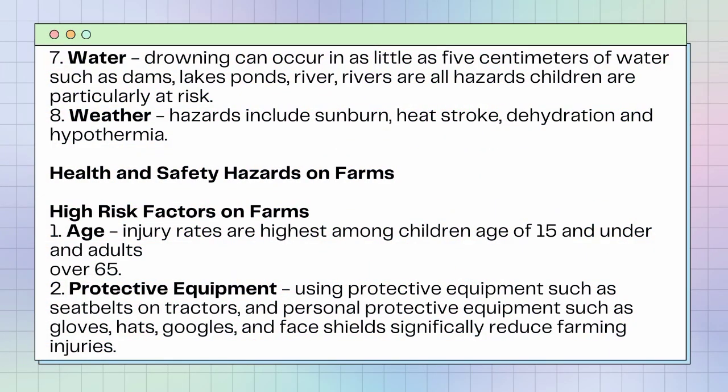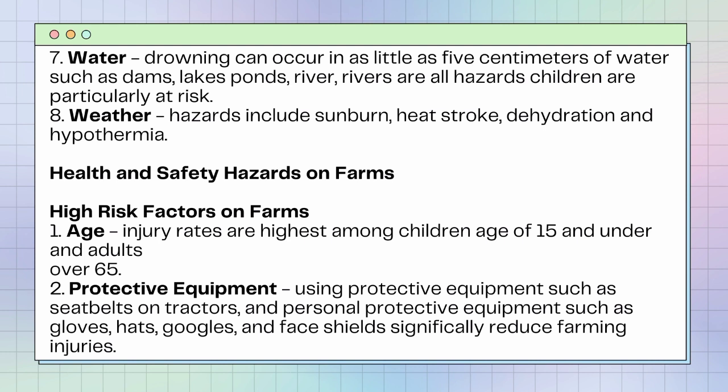7. Water. Drowning can occur in as little as 5 centimeters of water. Dams, lakes, ponds, and rivers are all hazards. Children are particularly at risk. 8. Weather. Includes sunburn, heat stroke, dehydration, and hypothermia.